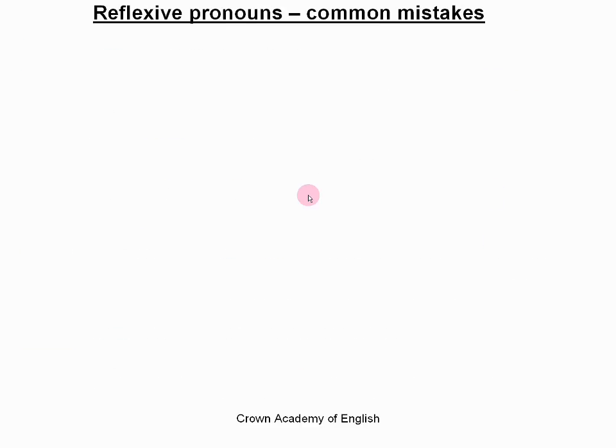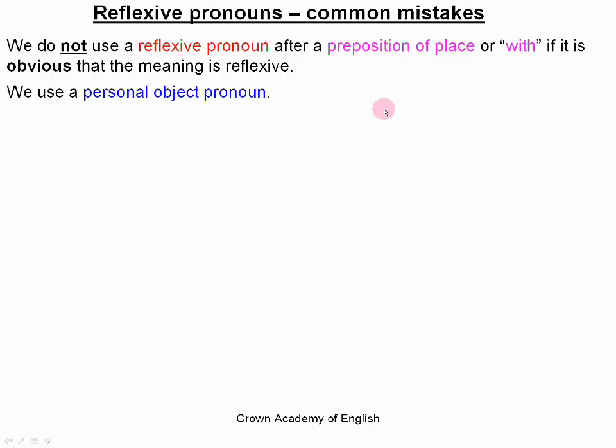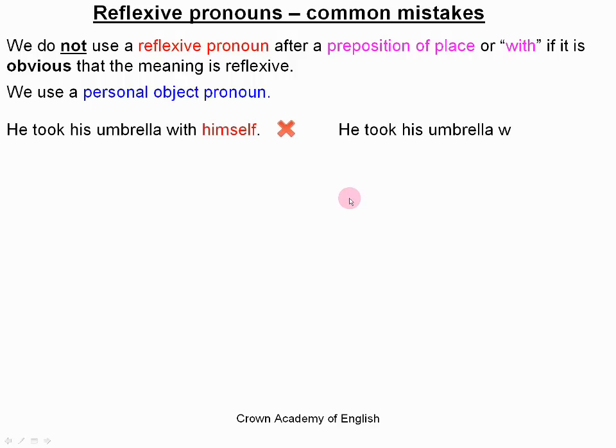Now let's look at some common mistakes. We do not use a reflexive pronoun after a preposition of place or with if it is obvious that the meaning is reflexive. Instead, we use a personal object pronoun. Example: he took his umbrella with himself. Now, this is wrong. He took his umbrella with him. This is the correct version.